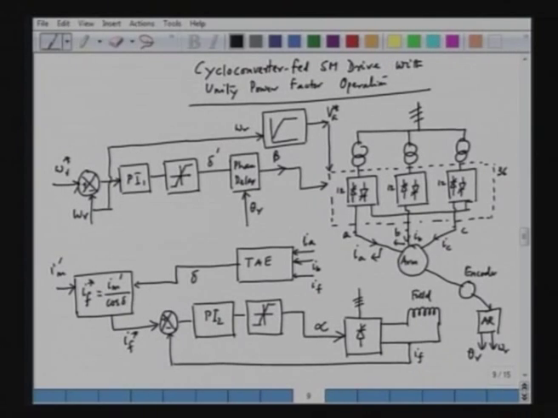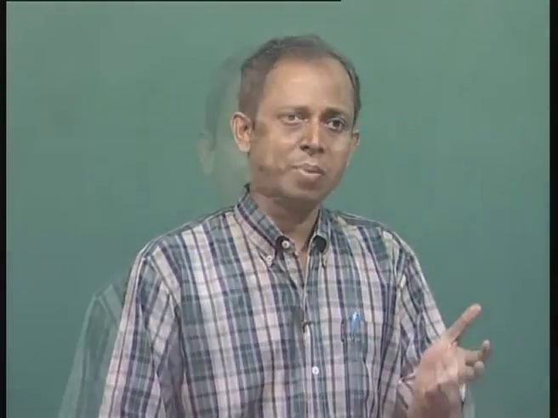So, this is an example how we can use a synchronous motor drive with unity power factor condition, and this is a cyclo converter fed synchronous motor drive, and the cyclo converters are very robust. They can be designed for very high power application, and this kind of drive that we are discussing can be used for very high power and low speed application, for example in cement kiln, mine winder, and applications for high power and low speed, as we have already mentioned.